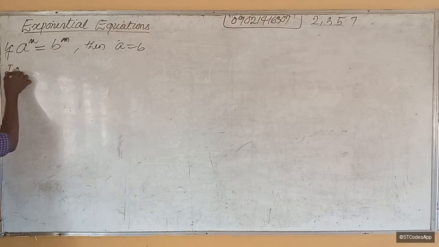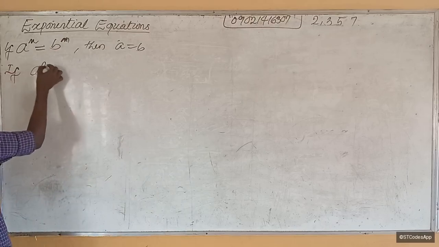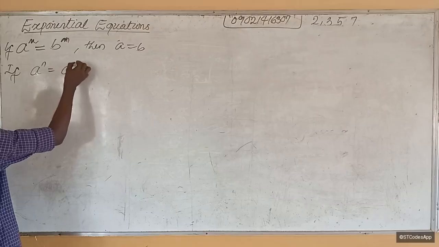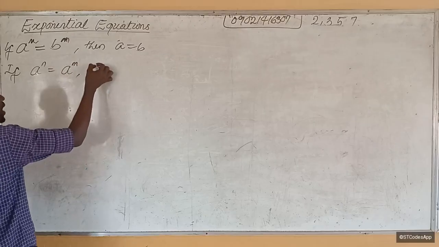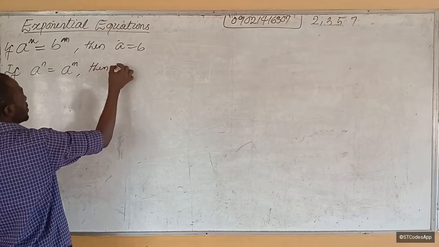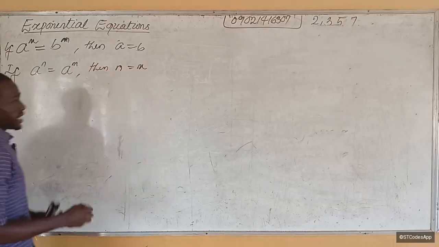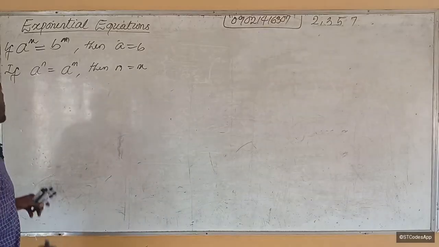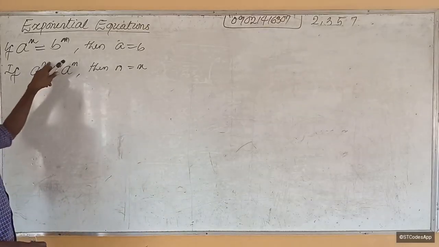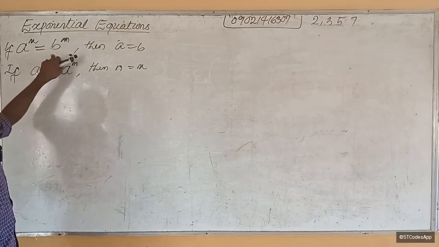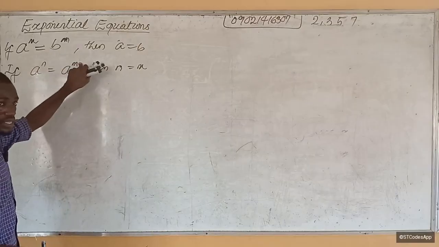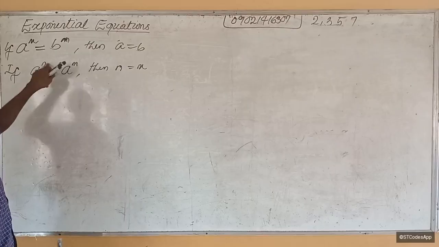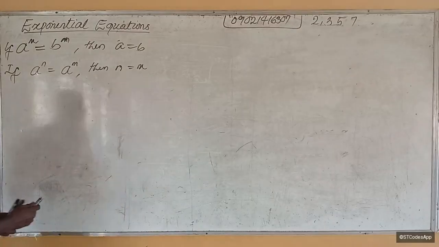The second rule is the equal base rule. If I have a raised to n equal to a raised to m, then n must be equal to m. And that makes sense also, because if I have a particular number raised to power n, and that same number raised to m, and I say they are the same, then the powers must be the same. Exactly.